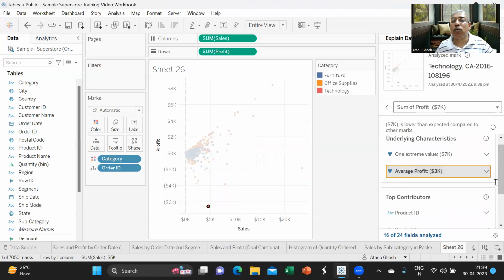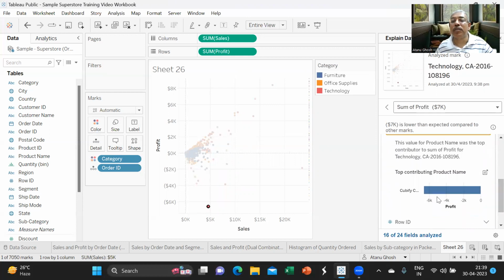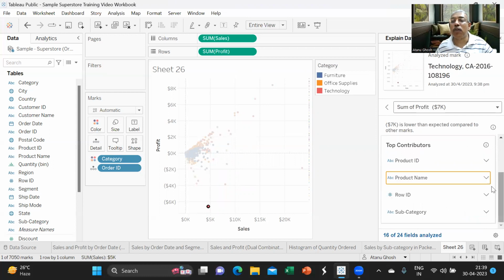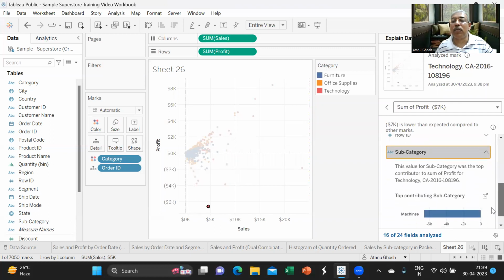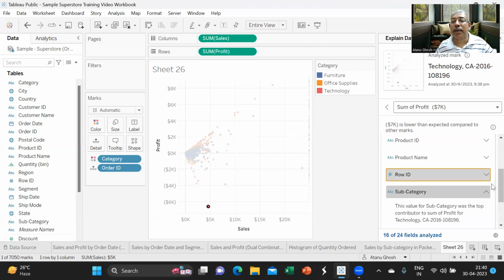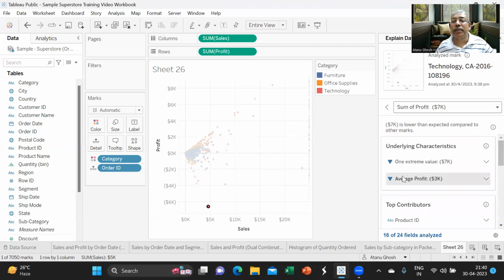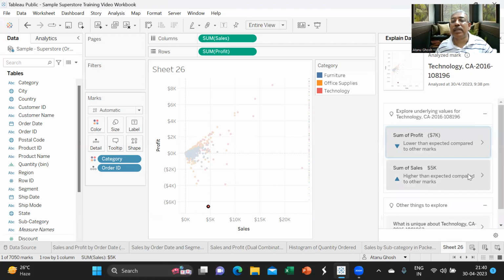And similarly, we can also see the product ID and the product name that contributed to this. This is the product name, Cubify Cubex 3D. That's what actually contributed to this huge loss. You can also figure out the subcategory that caused this problem, which is machines over here. So this is the analysis of the profit.